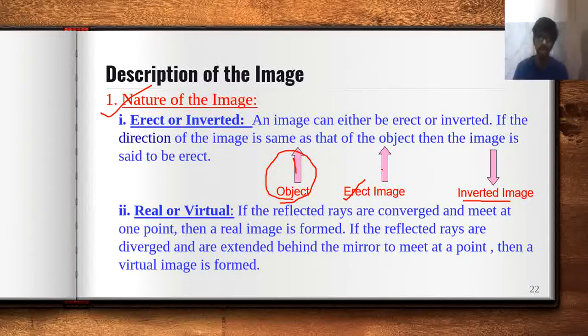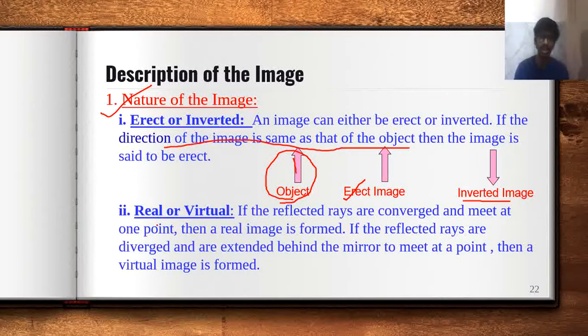That is point number one. So an image can either be erect or inverted. If the direction of the image is the same as that of the object, then the image is said to be erect. And the second nature of the image is whether the image is real or virtual.